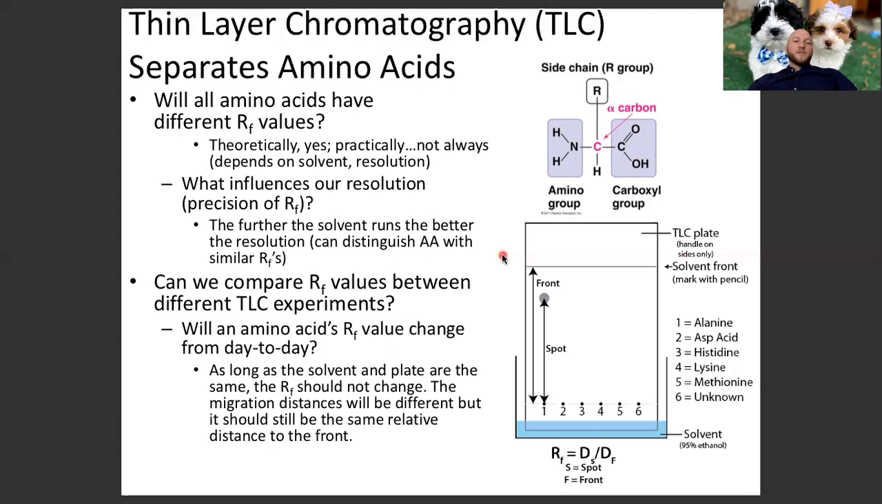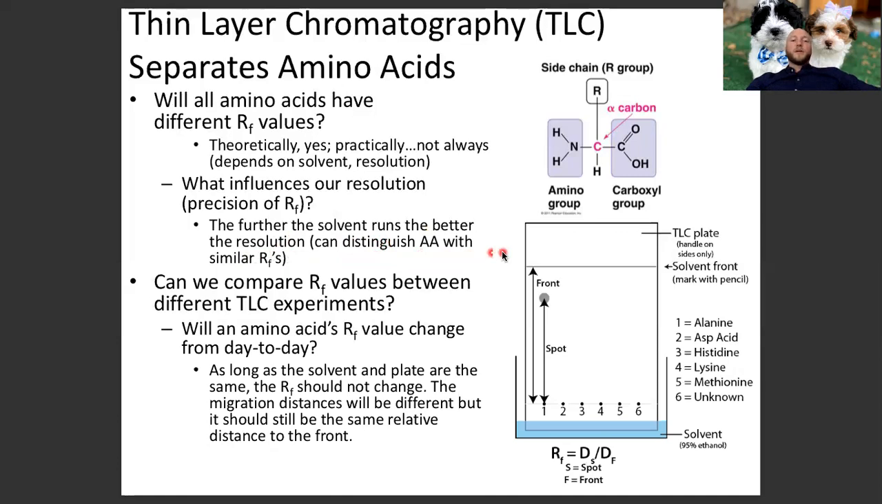What influences our resolution? In the situation I just described where they moved almost the exact same distance, what could we do to make that difference more clear? Well, we could allow the process to go on for longer. We get a bigger plate. If we allow the plate to run twice as long, that difference is going to be twice as noticeable. So the further a solvent runs, the better the resolution to help distinguish between different amino acids.